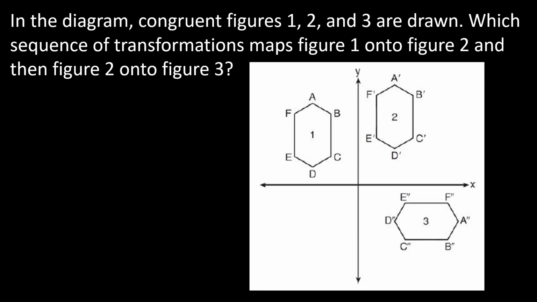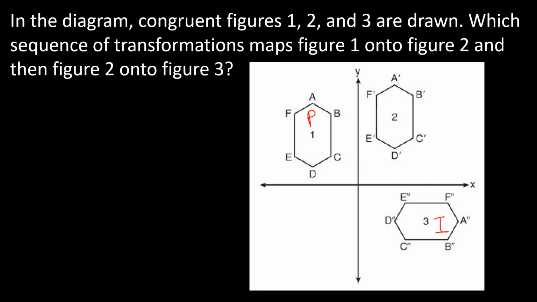All right, so this is the last one in this set. It says in the diagram, congruent figures 1, 2, and 3 are drawn. Which sequence of transformations map figure 1 into figure 2, and then figure 2 into figure 3? So once again, we are trying to identify what sequence is taking place from our pre-image to our image. And we notice that this figure number 1 obviously is our pre-image, and this final figure over here, number 3, is our image.